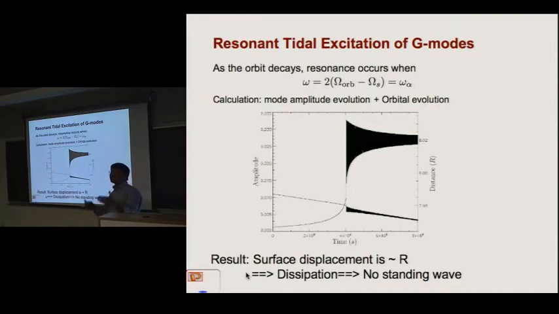So in order to get a standing wave, what you need is to have waves bouncing back and forth between two boundaries, the inside and the surface. That's how you get a standing wave.